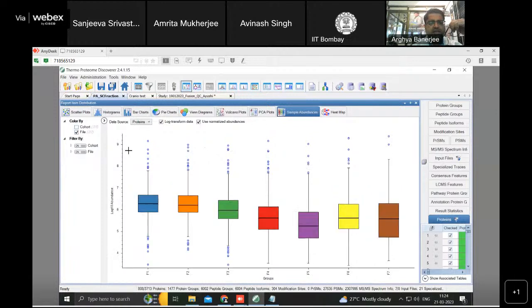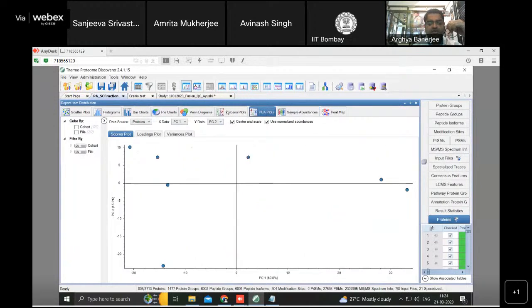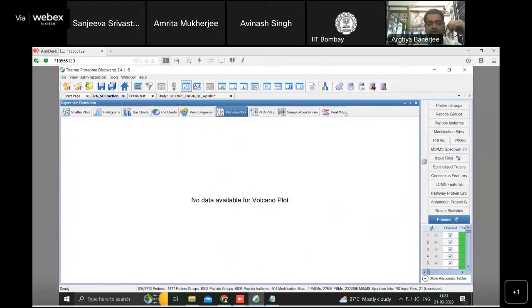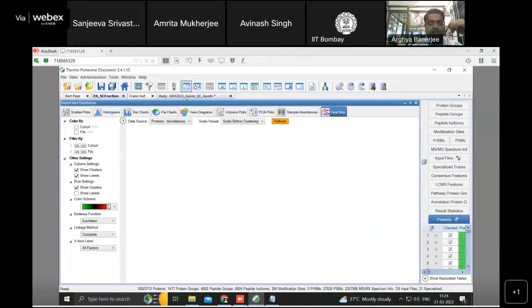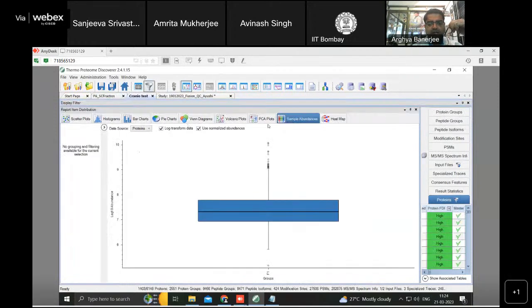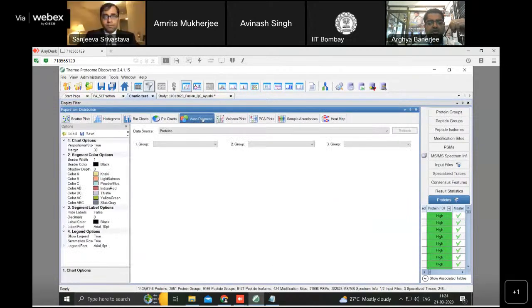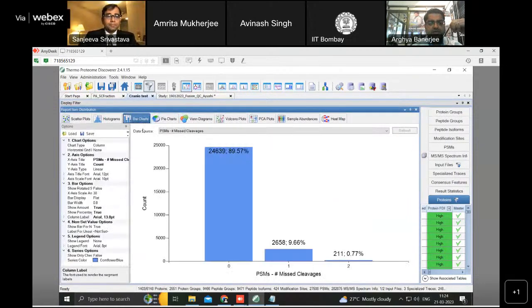You can see these are the samples, the COVID samples which have been used, and the samples are quite well normalized. The normalization is looking good. You can go and check the PCAs also. You can go and check the volcano plot also, as well as the heat map. I will not go into much more detail, but you can do all kinds of work in this. You can go for the bar chart.